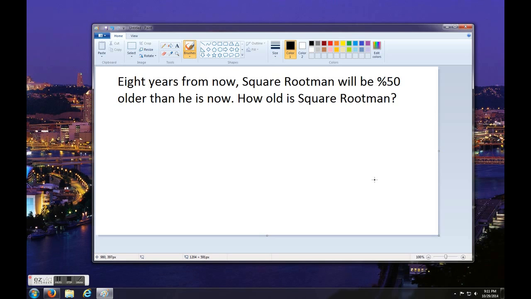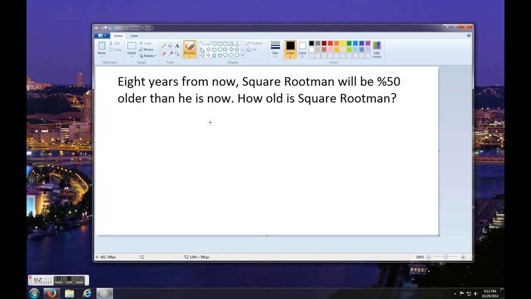So I got a couple questions in class about needing help using this guess and check method to set up our equations during word problems. So I came up with this, and we're going to try and figure out how old the mysterious Square Rootman is. So 8 years from now, Square Rootman will be 50% older than he is now. How old is Square Rootman? It's a great question because we don't know who he is. So maybe we can find out how old he is.